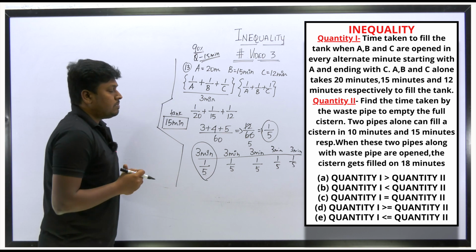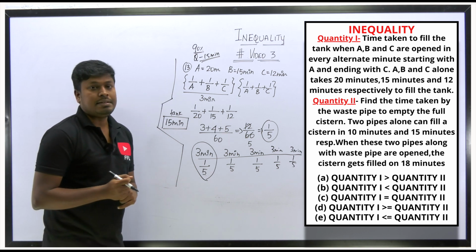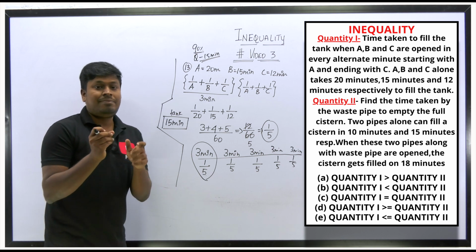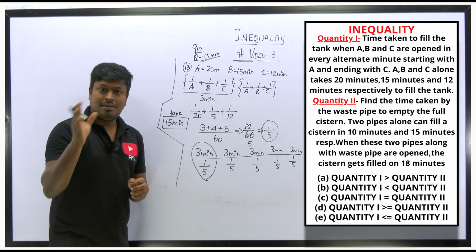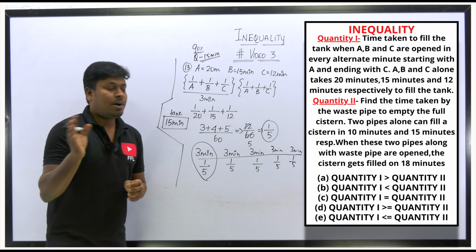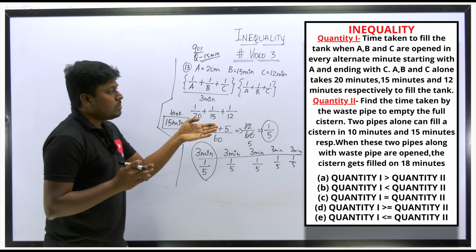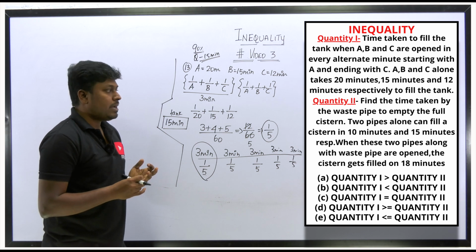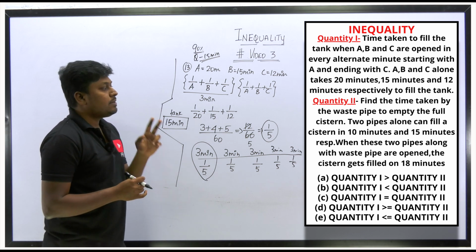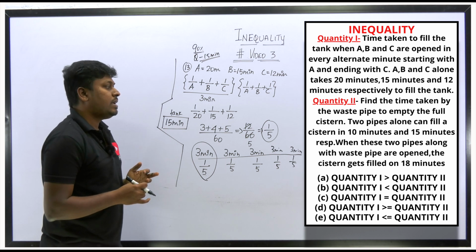So quantity 2. Find the time taken by the waste pipe to empty the full cistern. Remember that whenever you find the waste pipe concept, you need to subtract the value because the water is getting out. It's an outlet pipe. So for an outlet pipe, you always need to subtract the value. And this quantity 2, again, is also pipes and cisterns. Now what they are saying is find the time taken by the waste pipe to empty the full cistern. 2 pipes alone can fill the cistern in 10 minutes and 15 minutes.